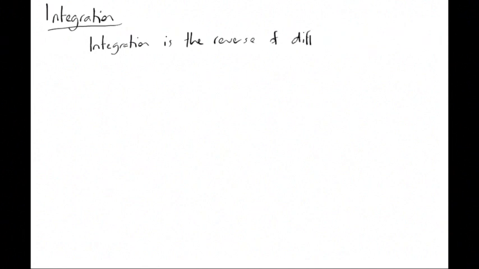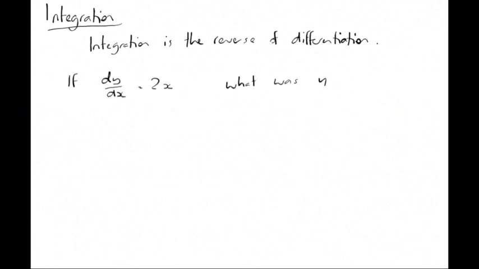Integration is the reverse of differentiation. So we'll look at if dy by dx equals 2x, then what was y? Most people think it's easy enough to get to y equals x squared. But when we differentiate, all our constants go to 0. So that could have been y equals x squared plus any number you want. To represent this, we're just going to say plus c, with c being the constant. So we get y equals x squared plus c.